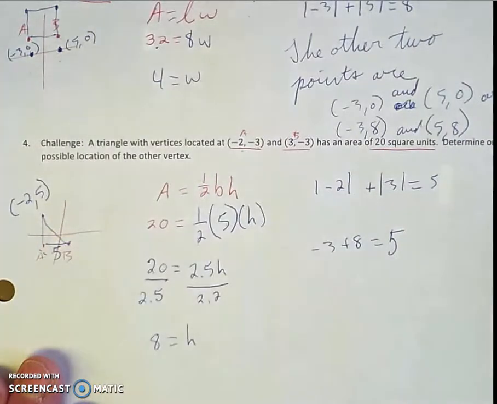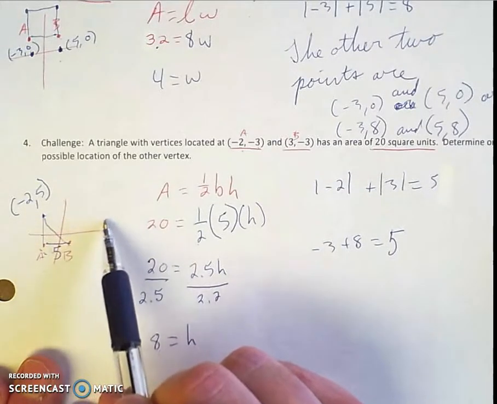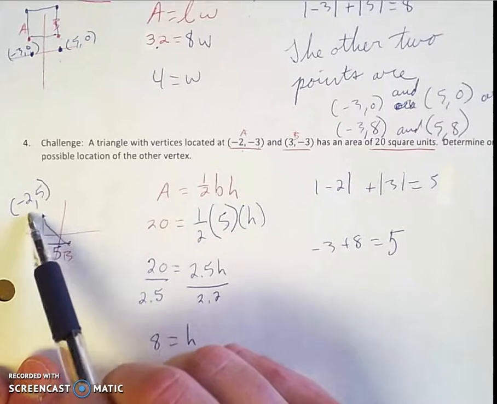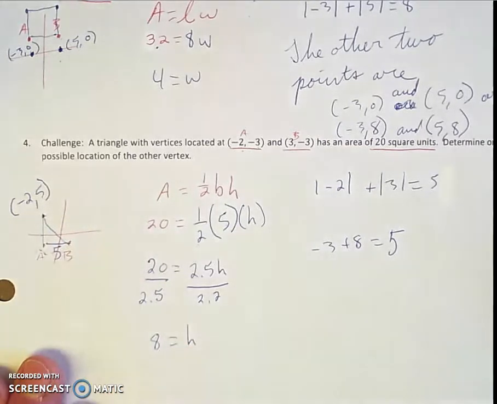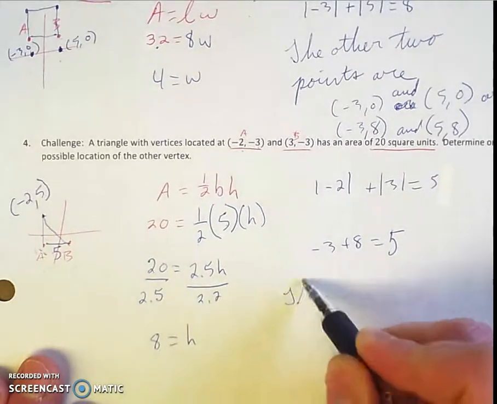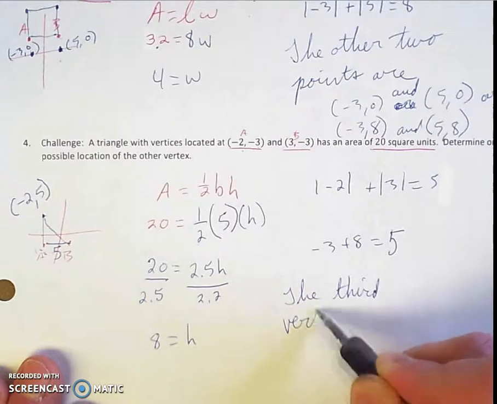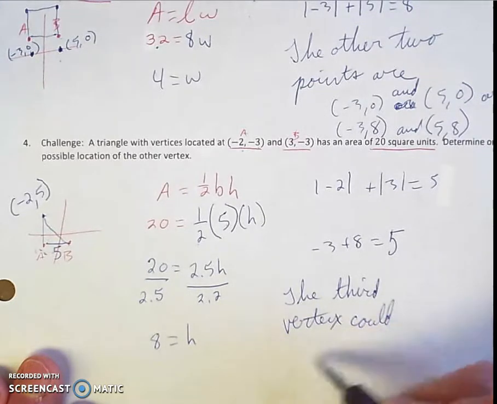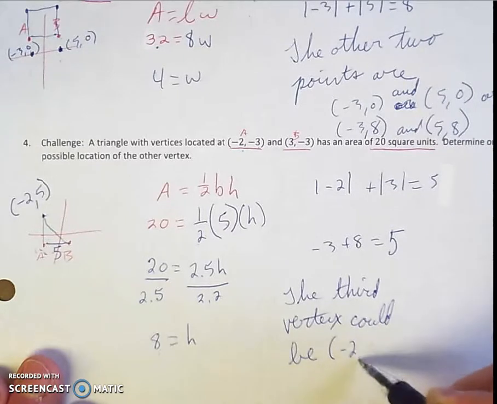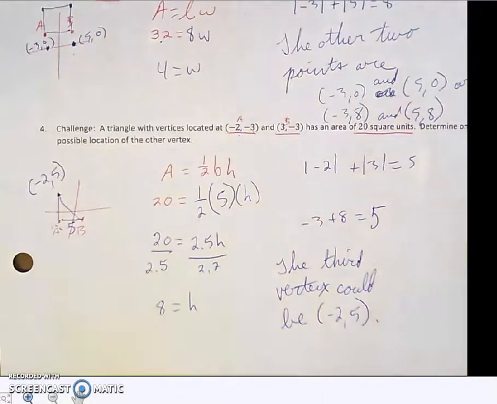Okay? Now there's many other different possibilities of where you could put that third point to have that height of 8. Okay, so this isn't the only point that you could have, but this is one way to get that height of 8. So the third vertex could be -2, 5. Okay? Now please try your exit ticket and make sure you have it get checked.